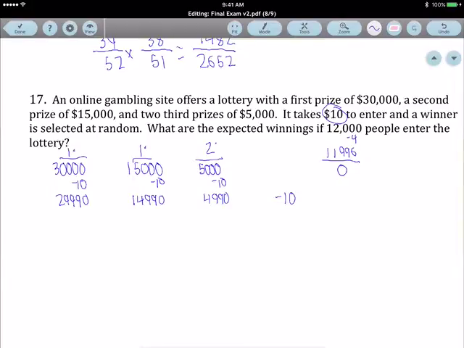Now, what you do with each one of these is you multiply it by the probability of winning. So in this problem, what's the probability of winning the grand prize?